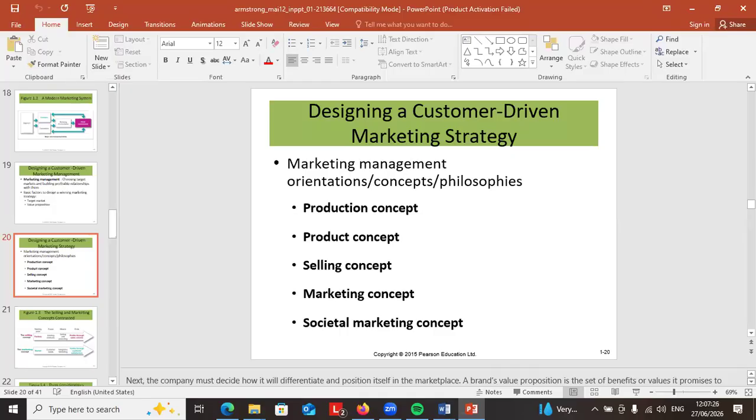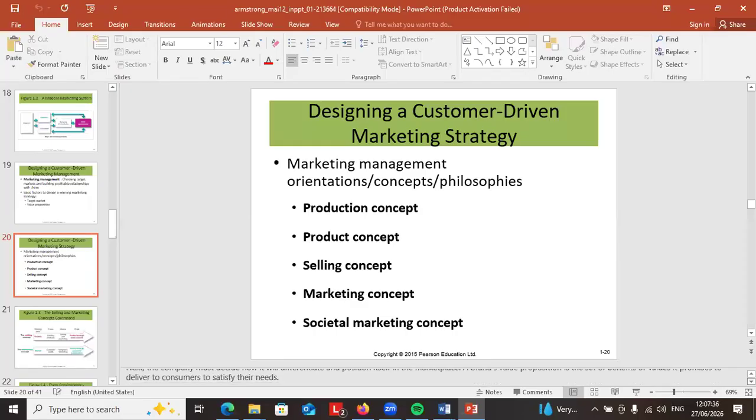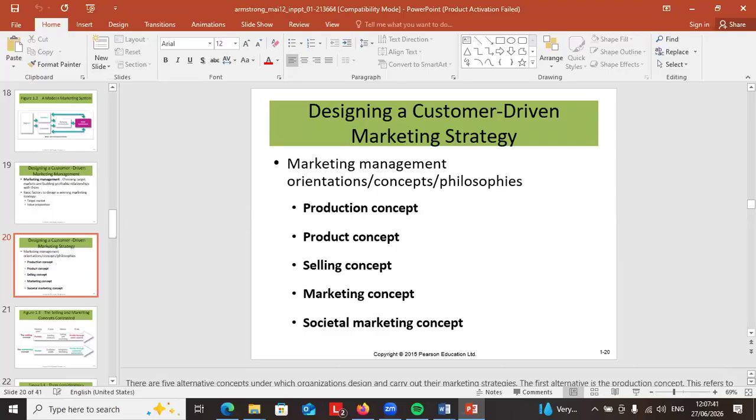Now, a brand's value proposition is then referred to as the set of benefits or values it promises to deliver to consumers in an attempt to satisfy their needs.